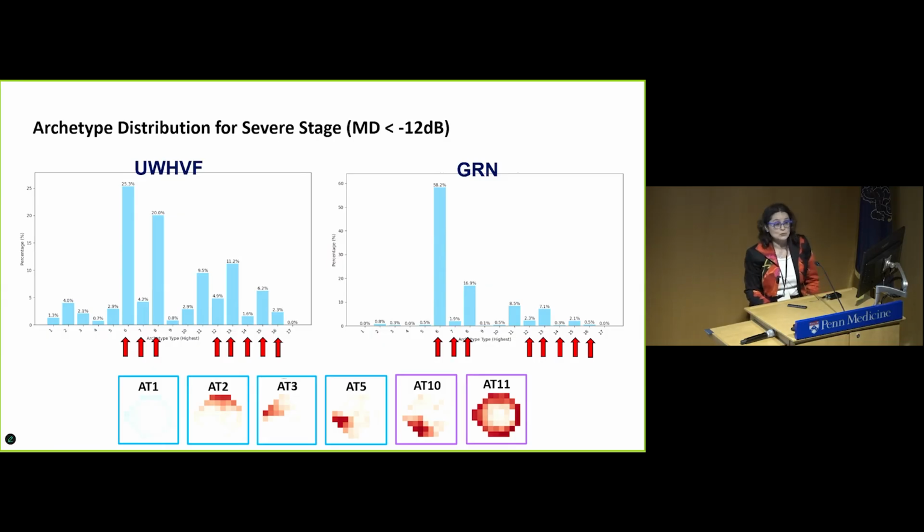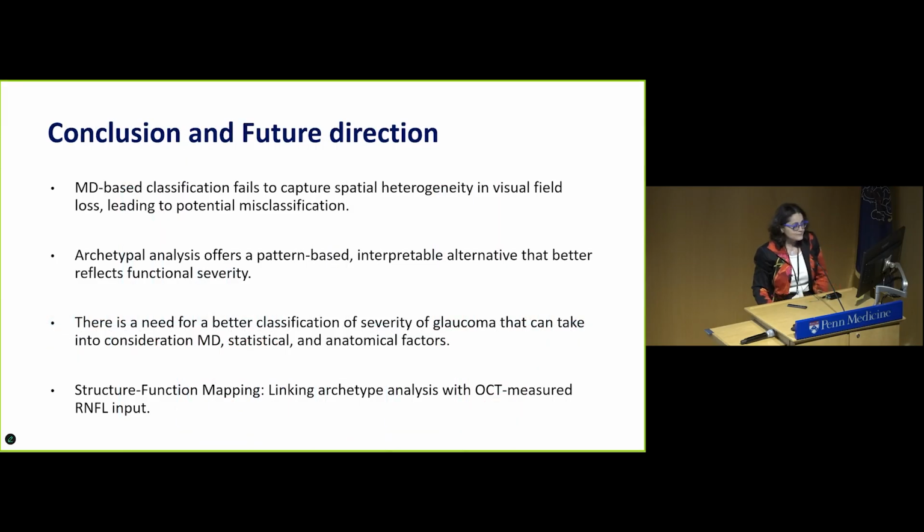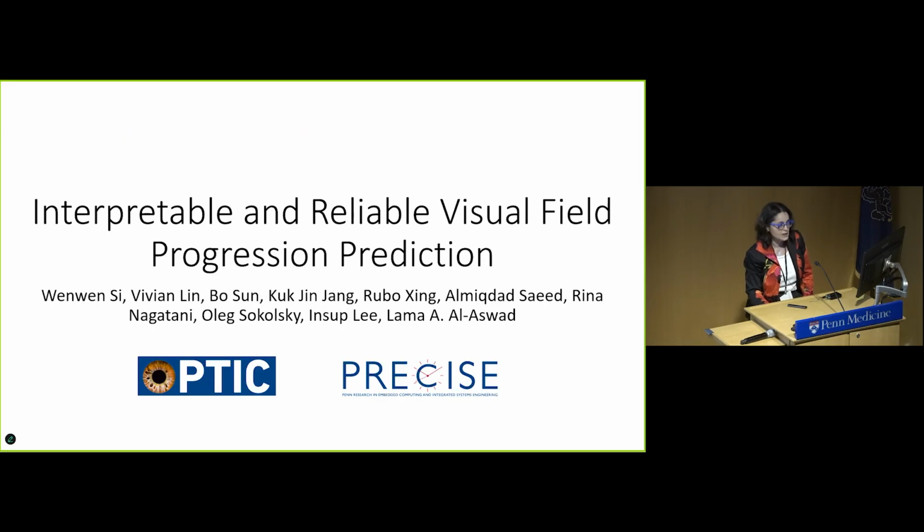Why is this important? We're using this in clinical trials. We're using them in pharmaceutical development. We're using these definitions in neuroprotection. So if you start flawed, your end result will be flawed. This is very important for us because we're trying to clean the data for our AI testing. So one of the conclusions is that we need to build better archetypal analysis that takes into consideration mean deviation, anatomy, archetypal analysis, and other things.